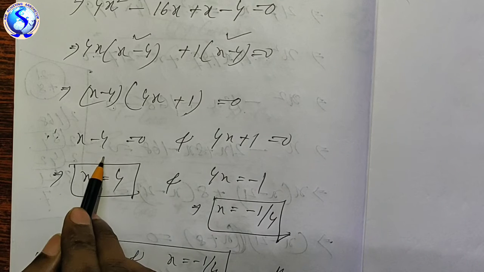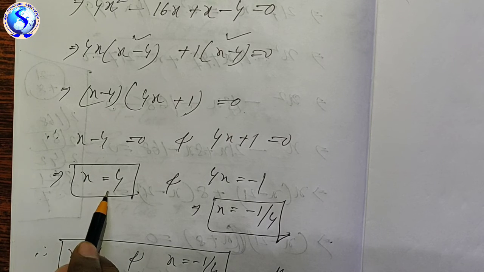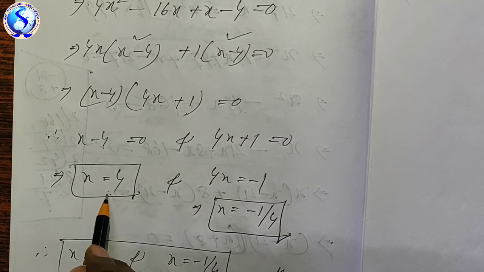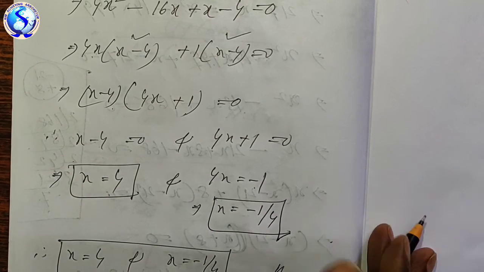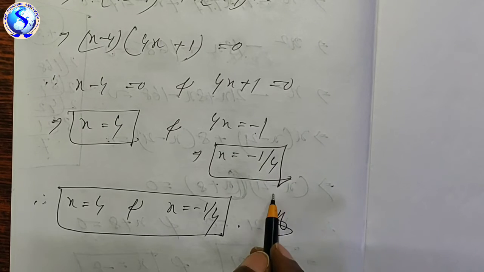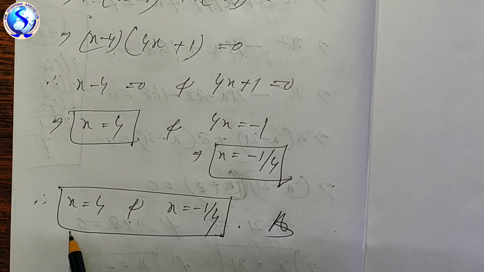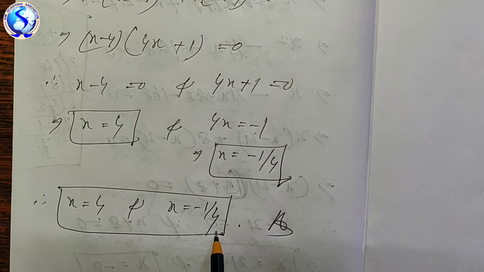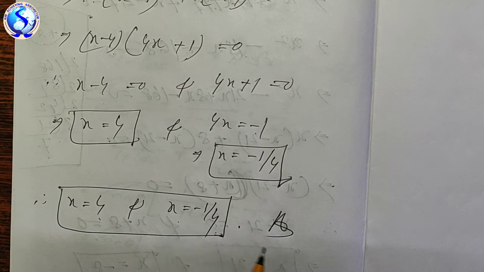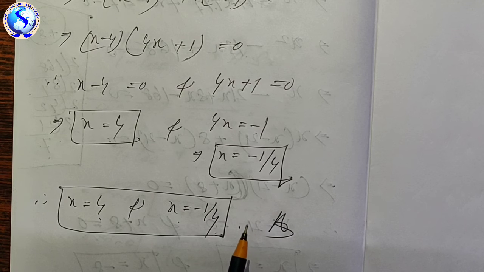Now from the first bracket you get x equal to 4. Taking minus 4 to that side, this will be plus 4. And here, taking plus 1 to that side, this will be minus 1. The next will be how much? Minus 1 by 4. So how many answers are you getting? Two answers of x, that is x equal to 4 and x equal to minus 1 by 4. As it is a quadratic equation, we will always get two answers. Okay, next sum will go.